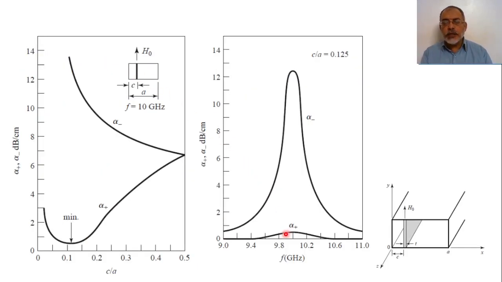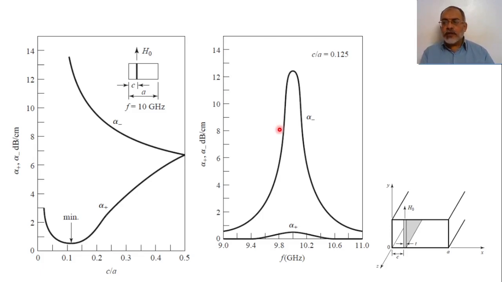So in this case, the forward attenuation coefficient alpha plus as a function of frequency would be this curve, while alpha minus would be this curve. We can note that the attenuation in the reverse direction is maximum at the resonant frequency. Also in the forward direction it is maximum at the resonant frequency, and it decays away from the resonant frequency in this way.